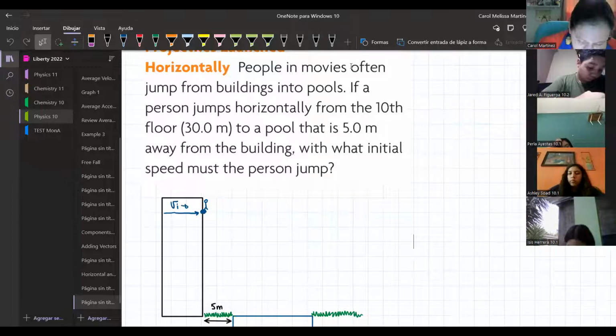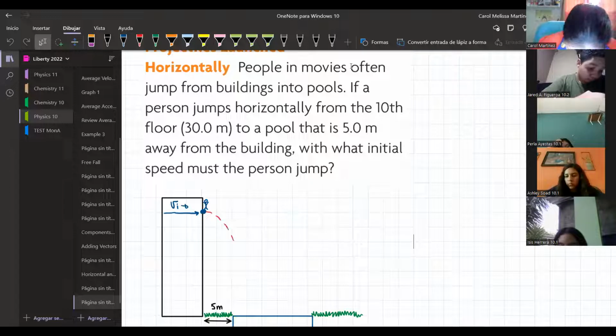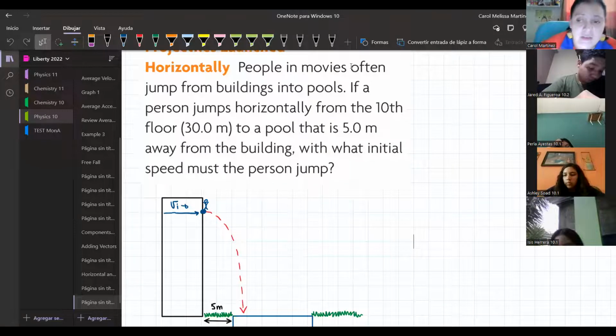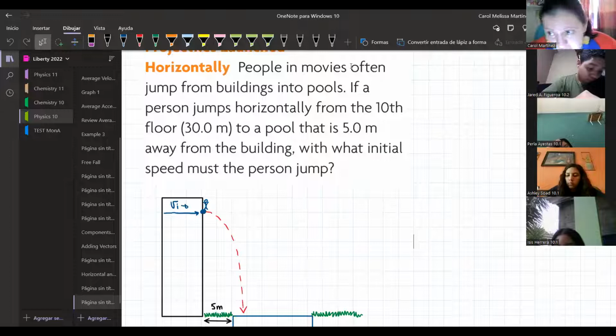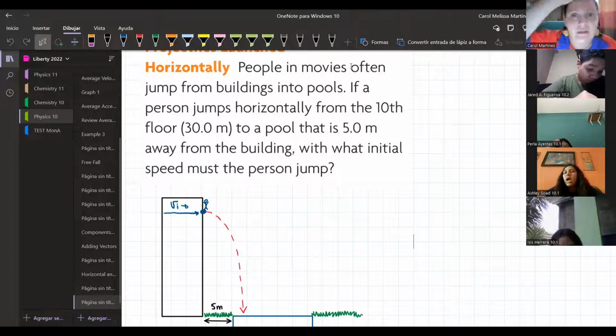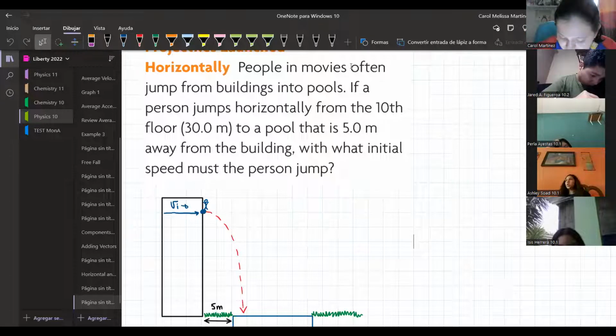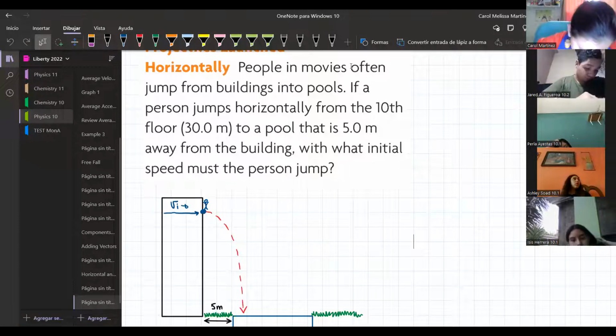So this person needs to jump, okay? And when this person jumps, needs to have this trajectory, okay? Because if it's less than that, it's going to hurt, okay? Probably going to break a leg or something. Nobody wants that, okay? I get that accidents happen, but that's something that nobody wants. So ideally, this person is gonna get in the pool. Now, vertically, this person is located on the 10th floor, which is 30 meters from the ground.